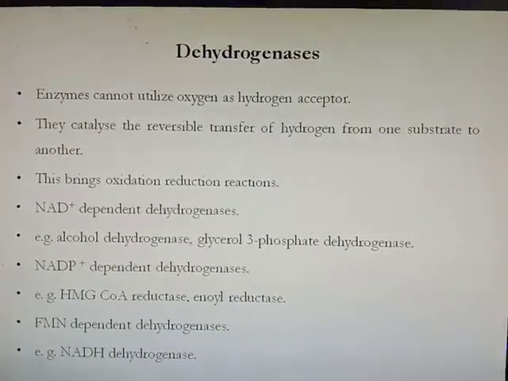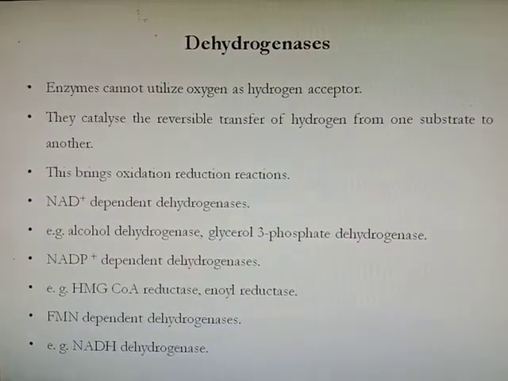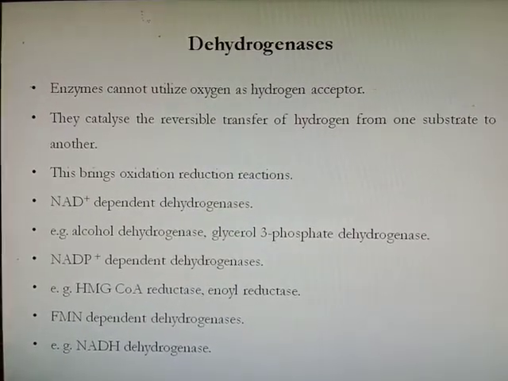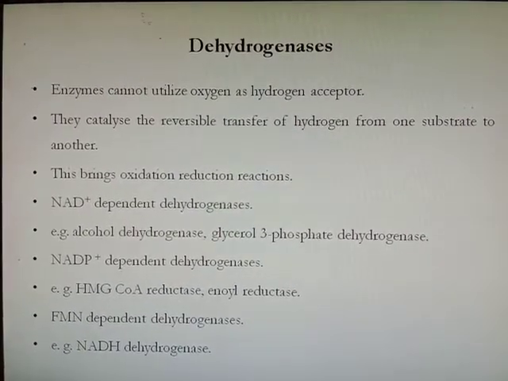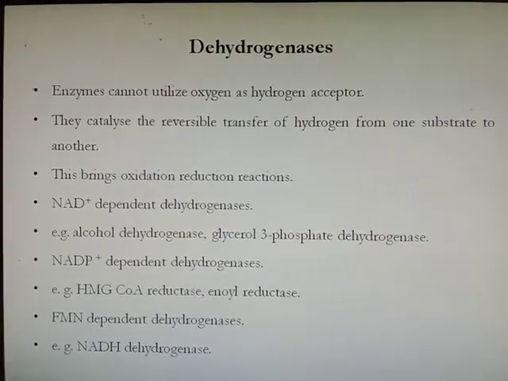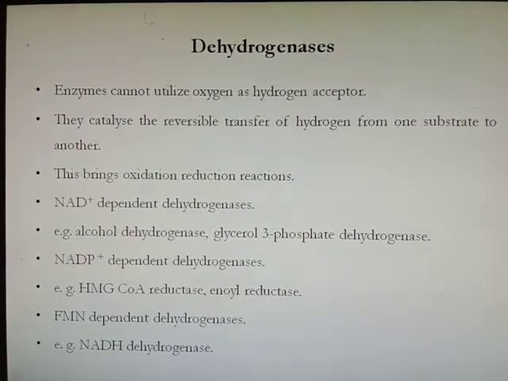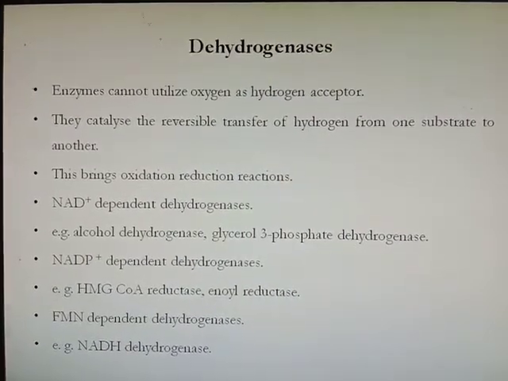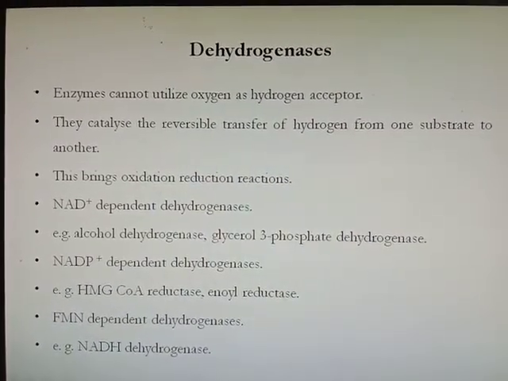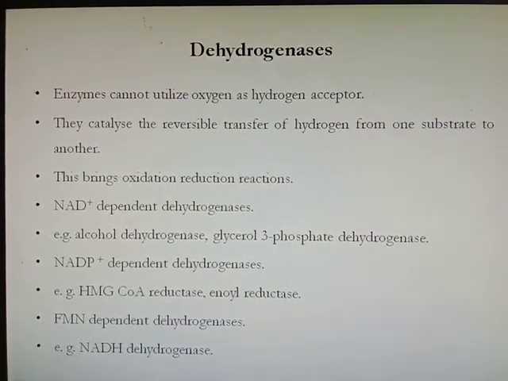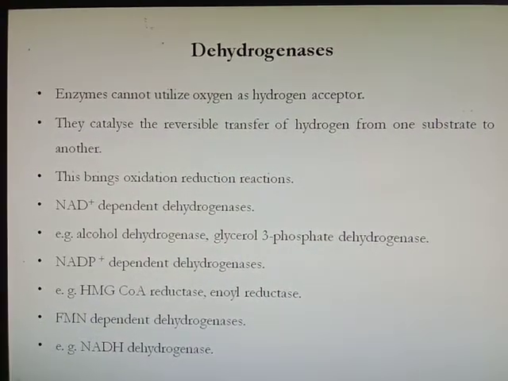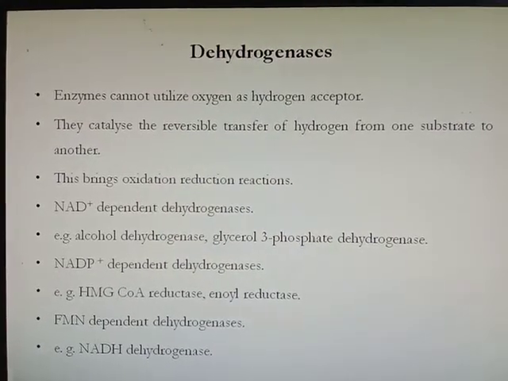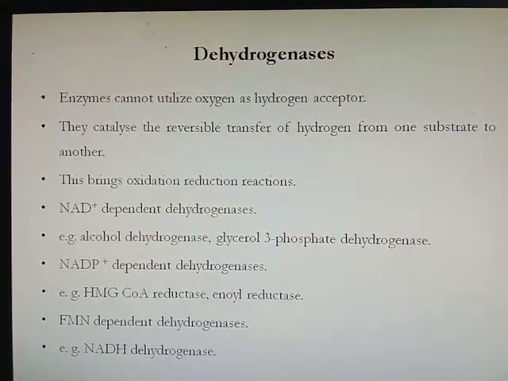Then the next one is dehydrogenase. The dehydrogenase enzymes also remove the hydrogen atom from the substrate, but that hydrogen atom cannot be utilized by oxygen. The acceptor will be other than oxygen in dehydrogenase, whereas in oxidase the hydrogen acceptor is oxygen. The dehydrogenase enzyme catalyzes the reversible transfer of hydrogen atoms from one substrate to another substrate. This brings about the oxidation reduction reaction.